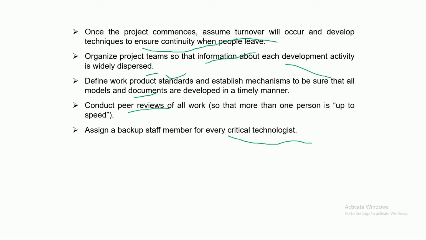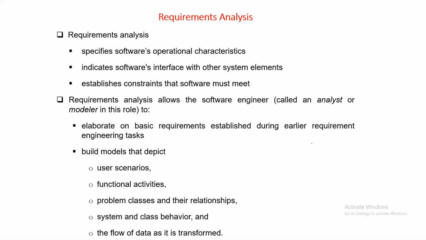Simple requirement analysis. Specify software operational characteristics. क्या क्या operation करना चाहिए. It should indicate the software interface and system elements. What are the various software interfaces? Multiple modules are there, so how will they interact with each other, the interfaces, how the user interface will look like. Other system elements. Establish the constraints that software must meet. Clearly identify the scope. Okay.